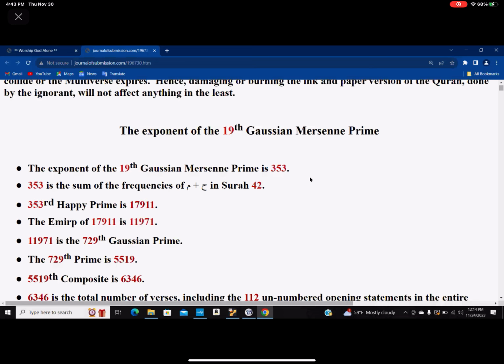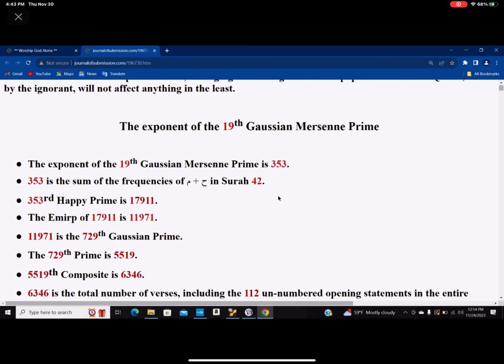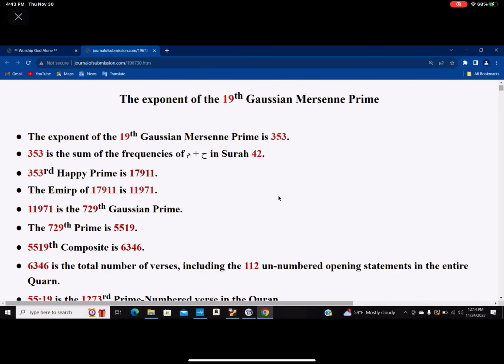11971. And the index of this happens to be 729. It happens to be the 729th Gaussian prime, as you see here. But the 729th prime is 5519. And remember now, 5519 is the concatenation of the number 19 and the 19th semi-prime, which is 55. Okay? But the 5519th composite happens to be 6346.